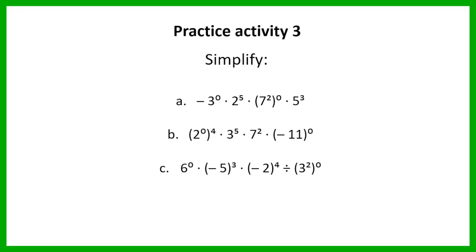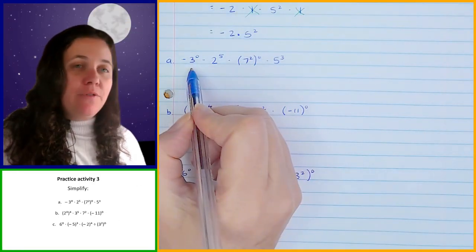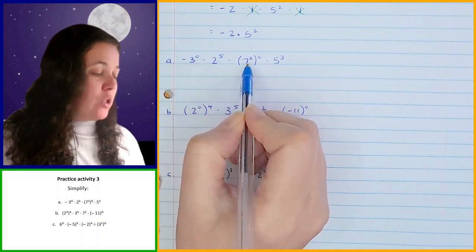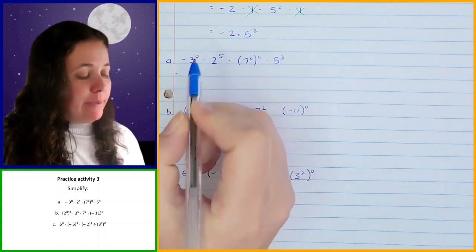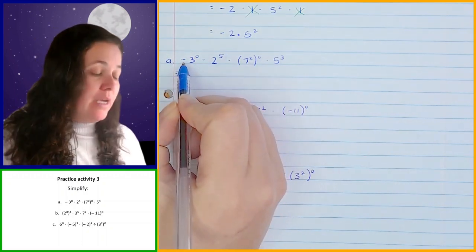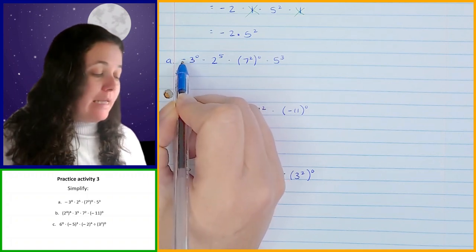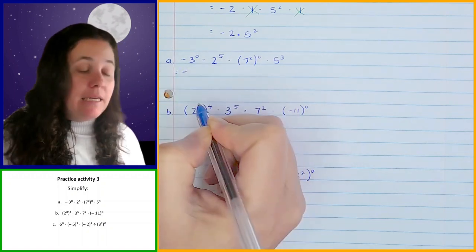Okay, let's go through those examples. So in question A, we had negative 3 to the power of 0 times 2 to the power of 5 times 7 squared to the power of 0 times 5 cubed. Now, first of all, you need to be careful over here that the negative is not in brackets with the 3 to the power of 0. It's not like it is part of the base. So the negative is going to stay negative.